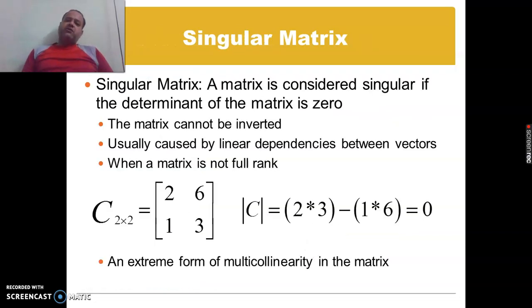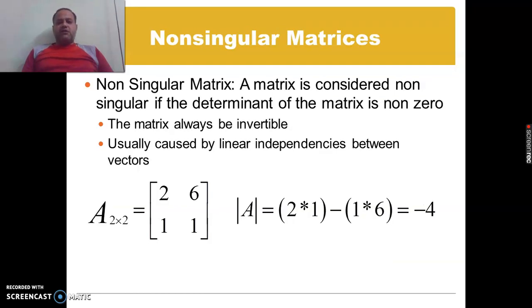Now we are going to the singular matrix. Just a moment ago we learned about the determinant of a matrix. If the determinant of a matrix is 0, then we say that it is singular, and if the matrix has a non-zero determinant, it is said to be non-singular.